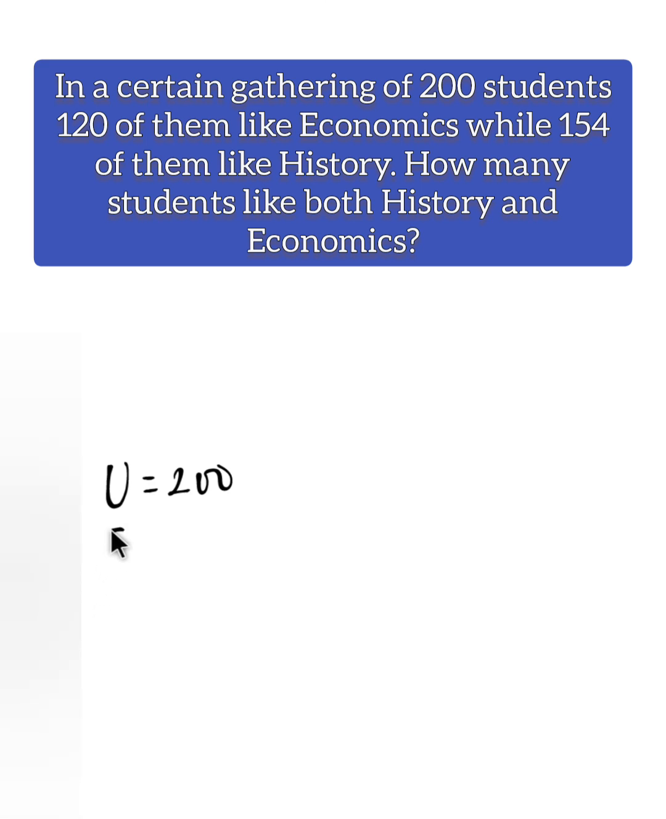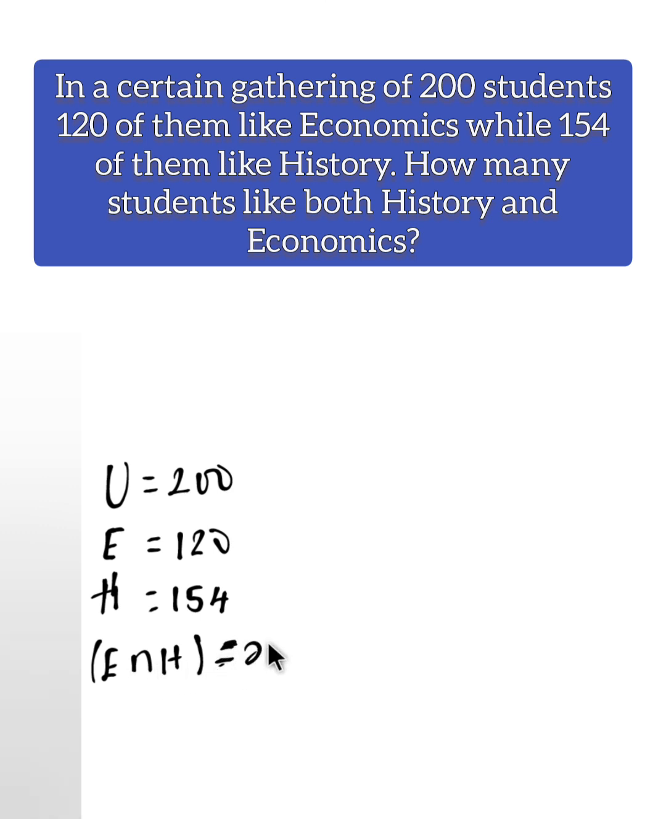120 of them like economics. Economics is 120, while 154 of them like history. History is 154. So how many of them like both economics and history? Now let's assume that economics and history is X, because we are looking for those that like economics and history. With the help of a Venn diagram, we'll be able to find those that like economics and history.